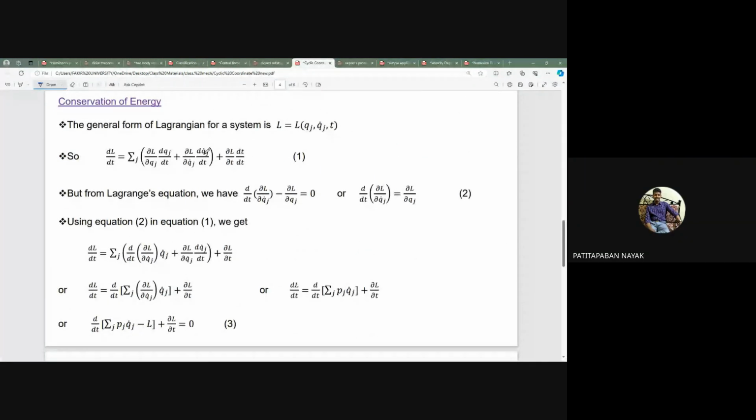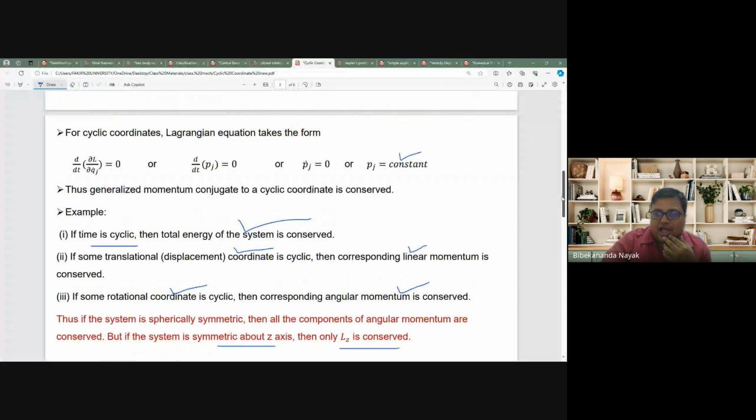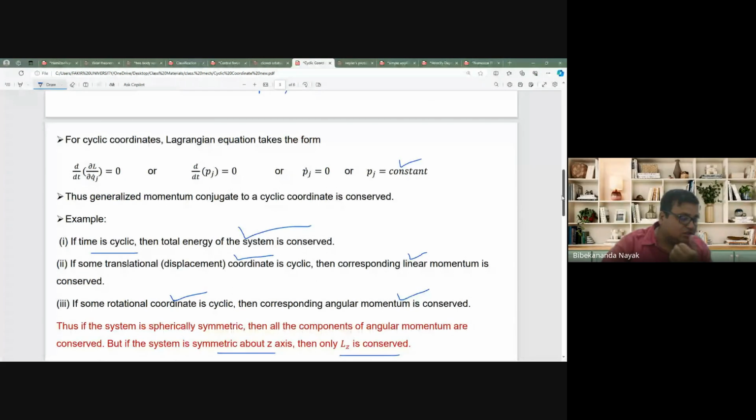Sir, is the converse also true? If it is conserved, then it is cyclic? Can we say that? Yes, that is Noether's theorem, which we will discuss in the next class. In our paper 2, we have a class on Noether's theorem. Every symmetry is associated with a conservation law. But here, in terms of mathematics, if Qj is cyclic, Pj is conserved. If Pj is conserved, Qj is cyclic.